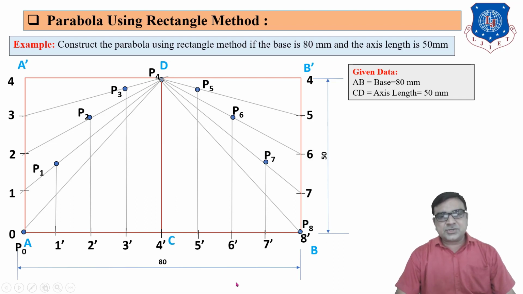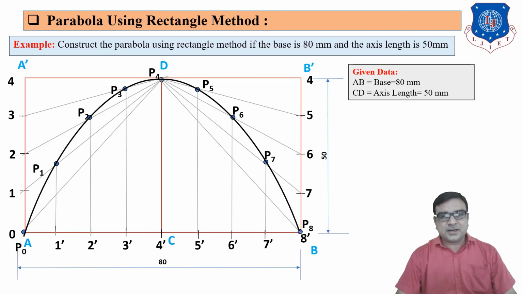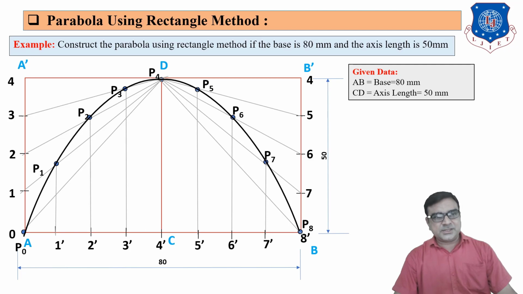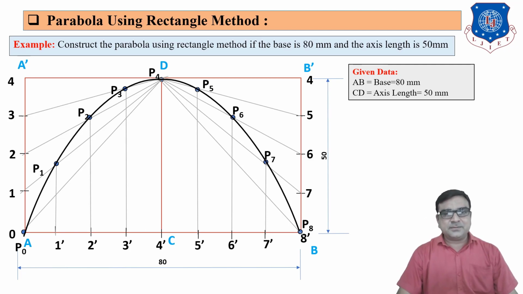So we have to just trace out all the points with a free hand curve and complete the parabola. So this is one method, rectangle method.